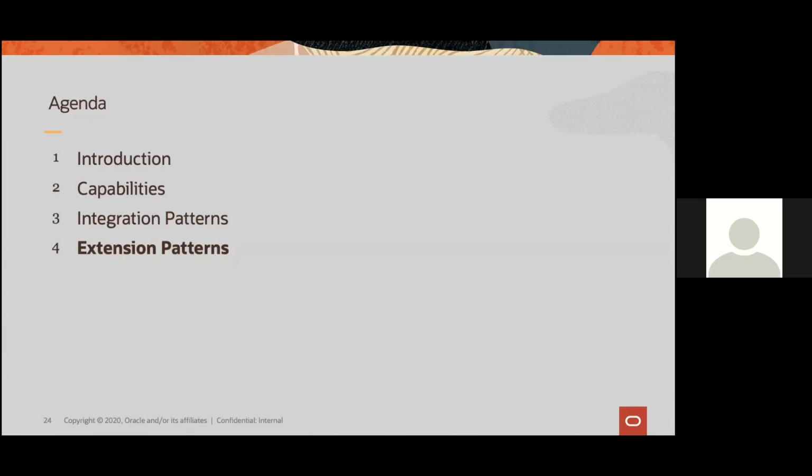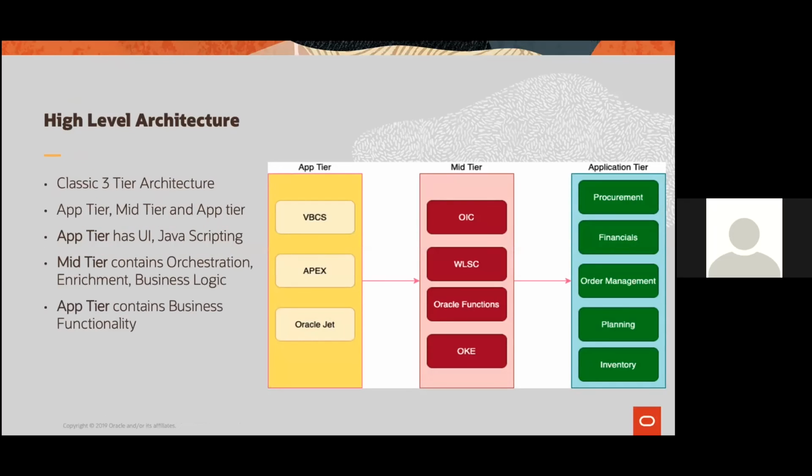The last part I want to cover is the extension pattern. We covered the integration patterns extensively. Now we are going into the extension patterns, at a very high level. It's a classic 3-tier architecture. For the app tier, you could use VBCS, and that's probably the most extensively used. I've never seen customers use Oracle JET or Apex, but theoretically speaking, you can still use them. In the mid tier, you can have something like OIC, OKE, or Oracle Functions, or even good old WLSC, which was previously JCS. And the application tier, you have pretty much Fusion.